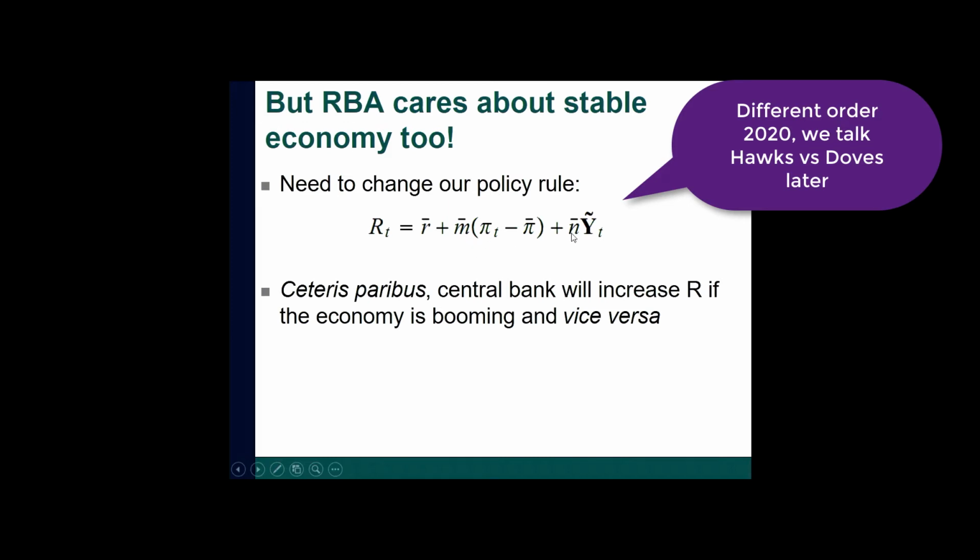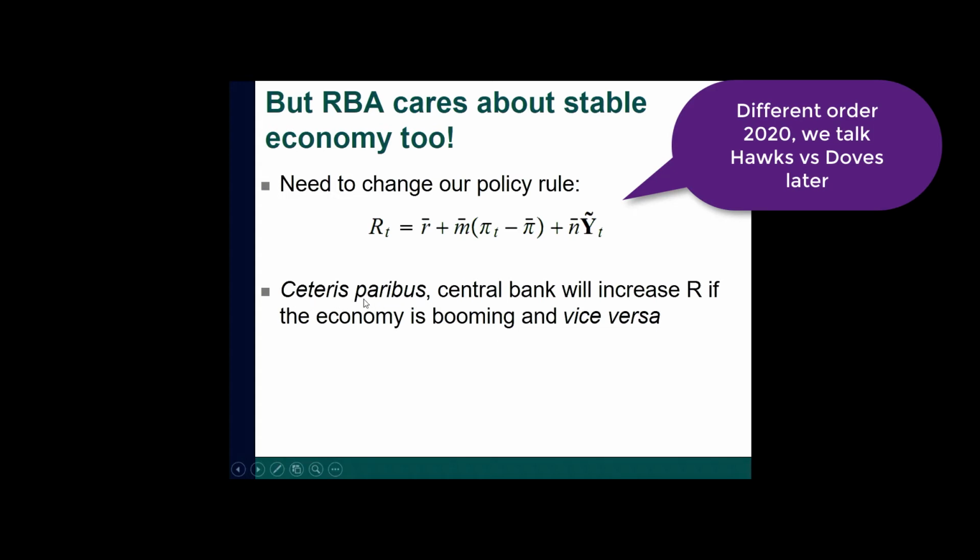So these two, M and N, are deciding this one. So ceteris paribus, if nothing else changes, they would increase if the economy is booming. So if this one is big, R gets bigger, and vice versa. Everybody on board with these words?